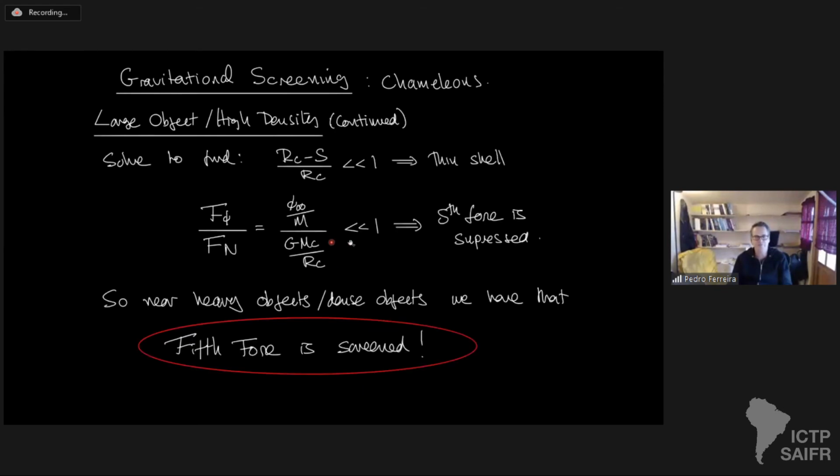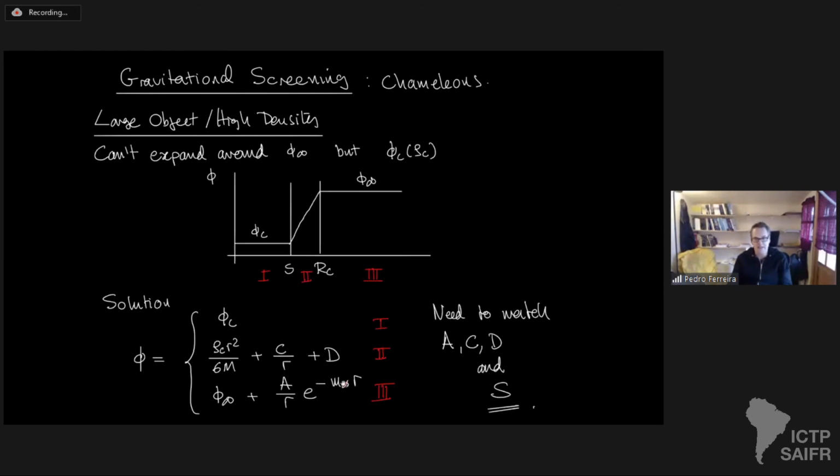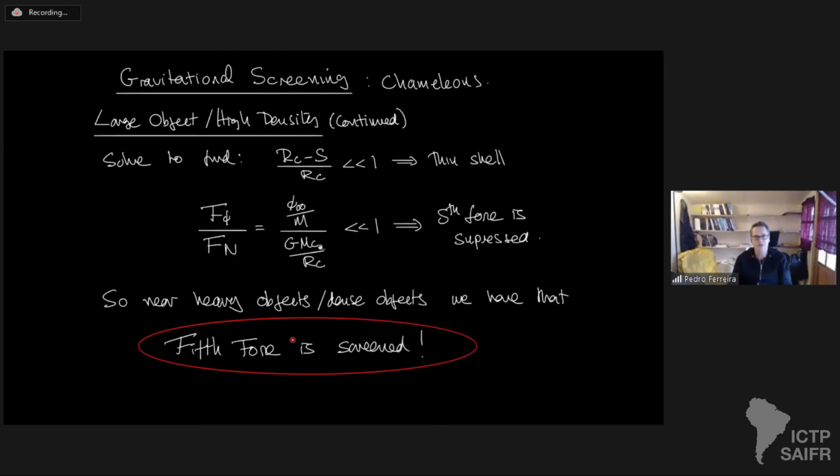Okay. And what you also find is that F phi, i.e., the value of the amplitude of the fifth force, the asymptotic fifth force over the Newtonian force, given that this thing is basically 0, so we just have to compare the 1 over r terms, goes to something like this, and this is very small as well. And so what you find is that your fifth force is suppressed. In other words, near heavy objects and dense objects, we have that the fifth force is screened.